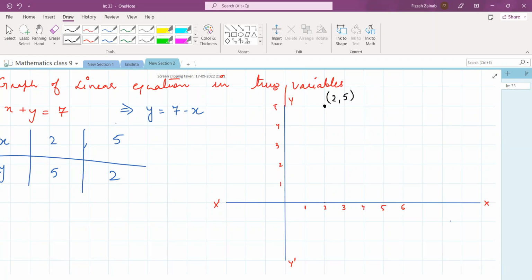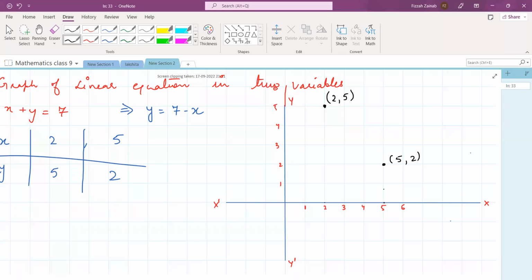Okay, next. x is 5, y is 2. So you move 5 distance on the x-axis here and then go 2 here. So this is the point, right? This x is 5 and y is 2. So I have got 2 points, right?